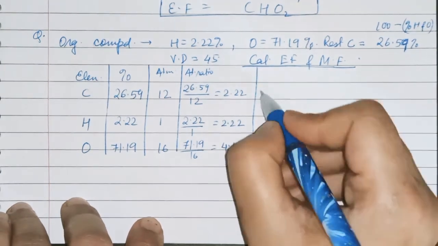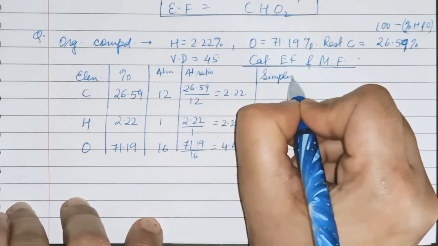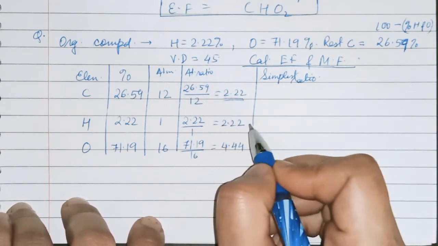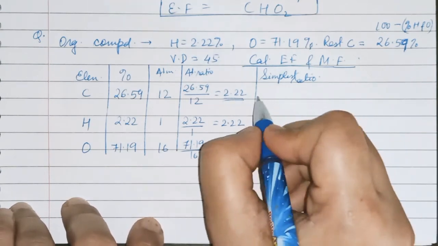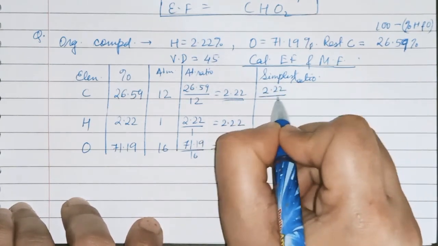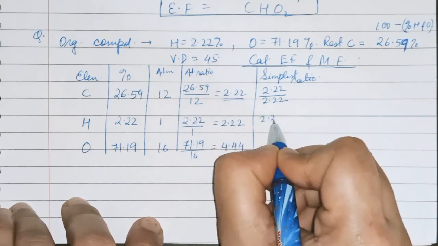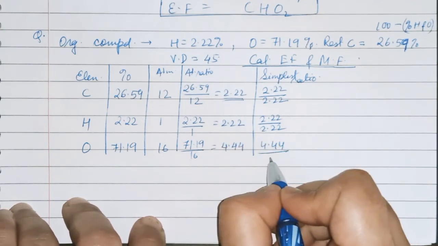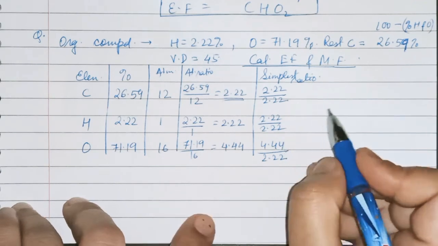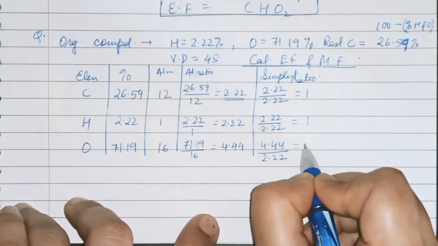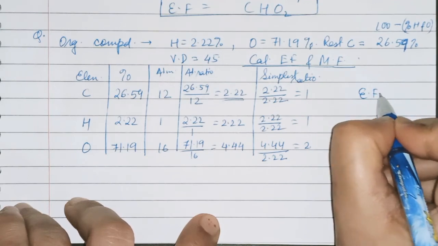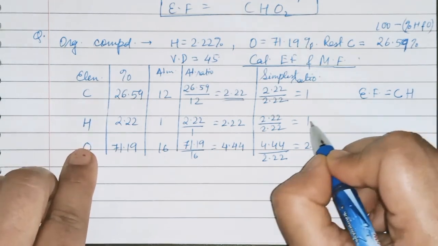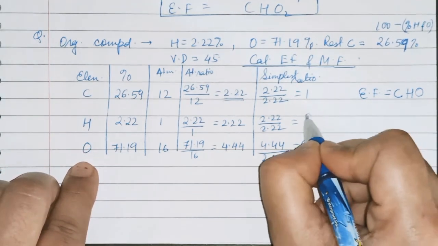Now next is simplest ratio. What you will do, you will take out the smallest one from here. Here these two are smallest, so you can take any one. 2.22 upon 2.22. Divide all these numbers by the smallest number. Okay, 4.44 is divided by the smallest number. Now here it is 1, here it is 1, here it is 2. So the empirical formula will be C. Carbon is 1, hydrogen again 1, and oxygen it is 2.